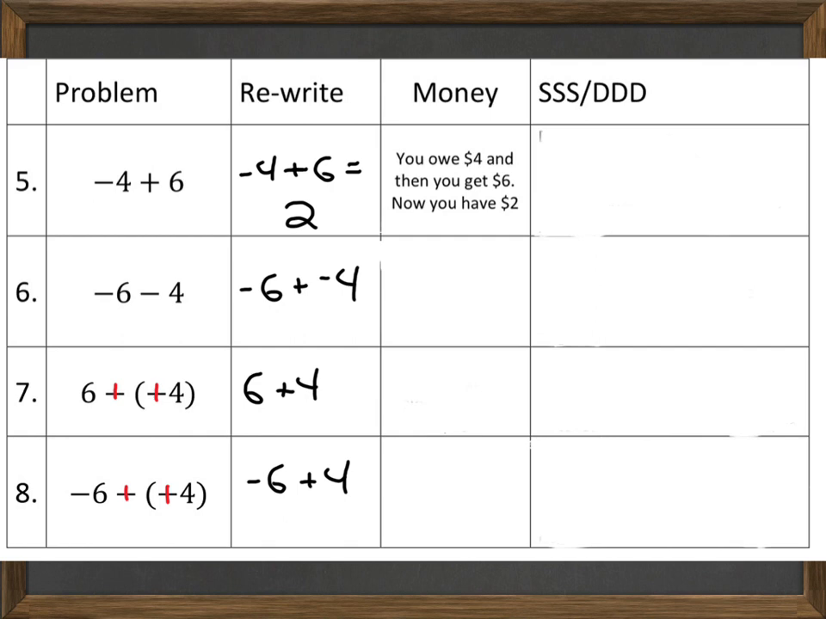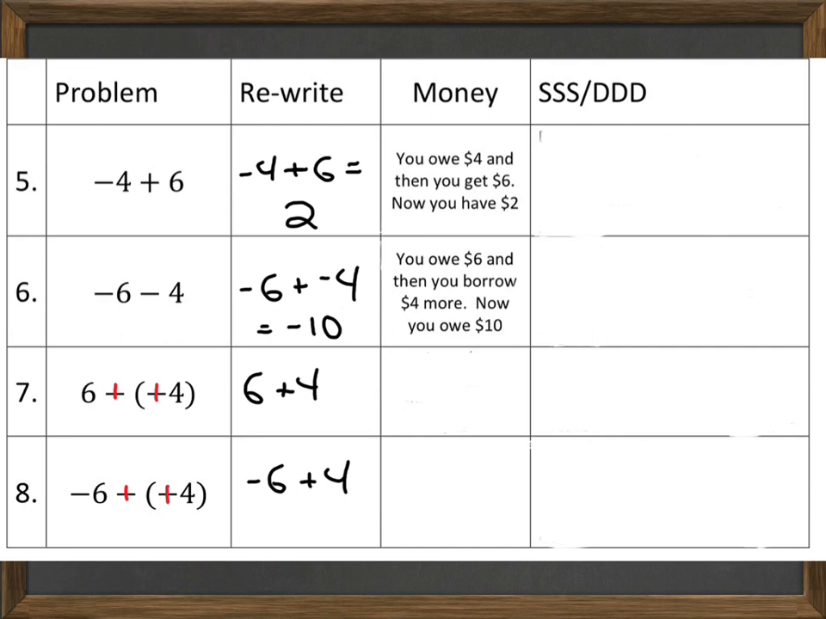All right, number 6. Okay, this one, notice that both numbers are negative. That means that I owe 6 and then I borrow 4 more, right? If I keep borrowing money, I'm going to get further and further in debt, meaning that I'm going to get a larger and larger negative number. So if I borrow 6 and then I borrow 4, I have now borrowed $10. Remember, anything you borrow or anything you owe, that is going to be a negative number.